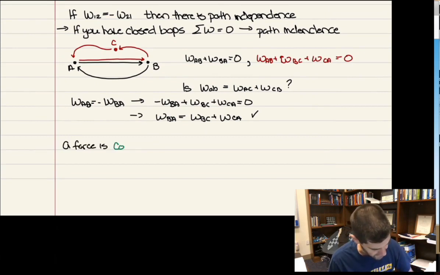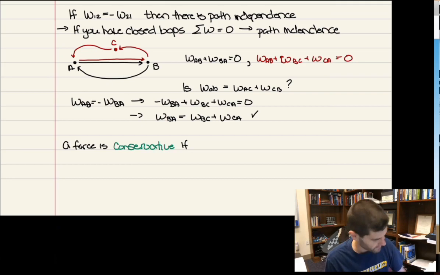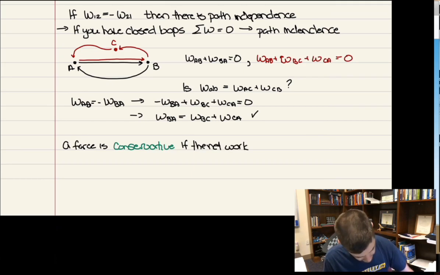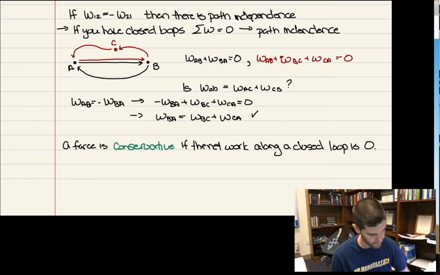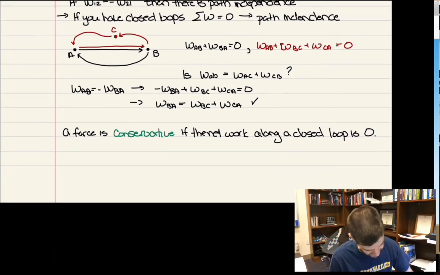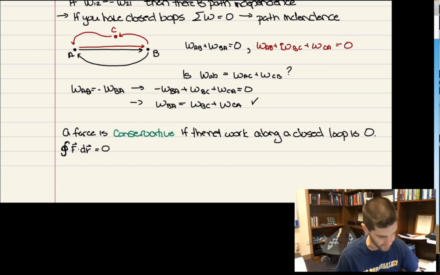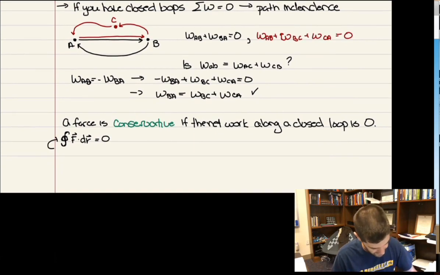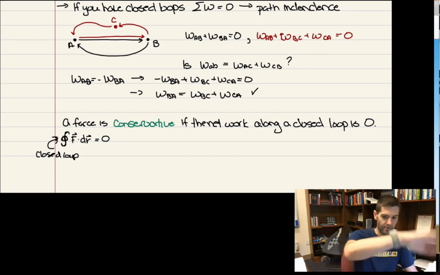We say that a force is conservative if there's path independence, or if the net work along a closed loop is 0. Most of you will not see this until Calc 3, but a way to write this down mathematically is we would write something like this, the work done by the force, where this squiggly circle on the integral means a closed loop. It means you're doing some integral where your starting point and your end point are the same.